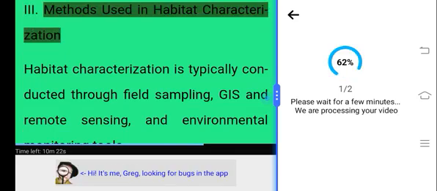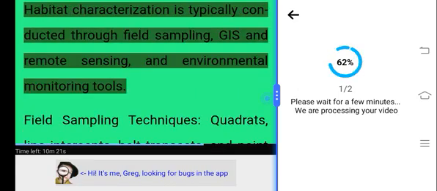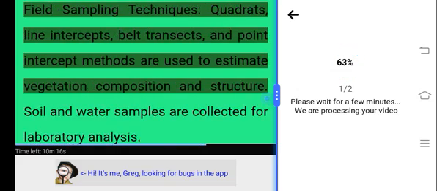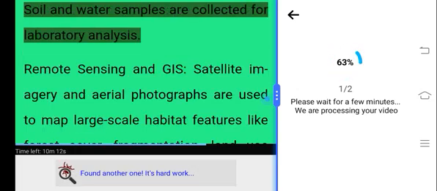3. Methods used in habitat characterization. Habitat characterization is typically conducted through field sampling, GIS and remote sensing, and environmental monitoring tools. Field sampling techniques: quadrats, line intercepts, belt transects, and point intercept methods are used to estimate vegetation composition and structure. Soil and water samples are collected for laboratory analysis.